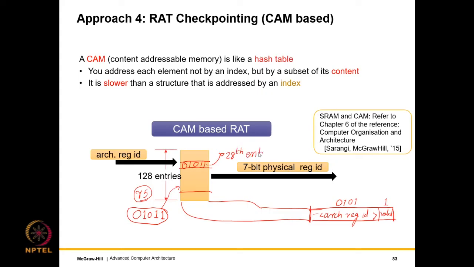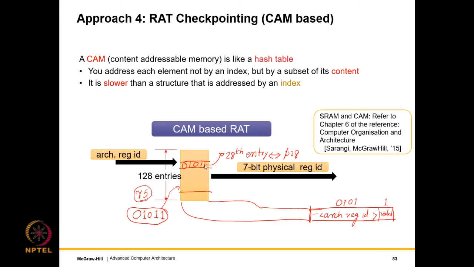Then I say that R5 is mapped to P28. So if you think about it, this in itself is a valid way. I won't say it's a common way, but it is undoubtedly an extremely plausible way of implementing a register alias table, where instead of implementing it as an array, we implement it as a hash table.